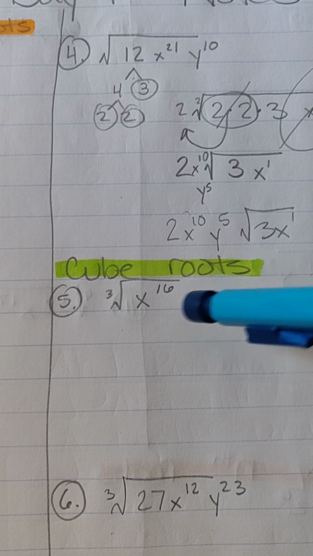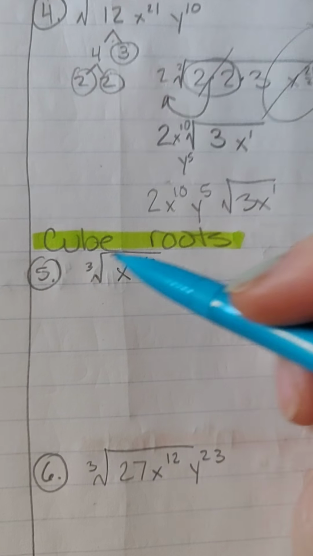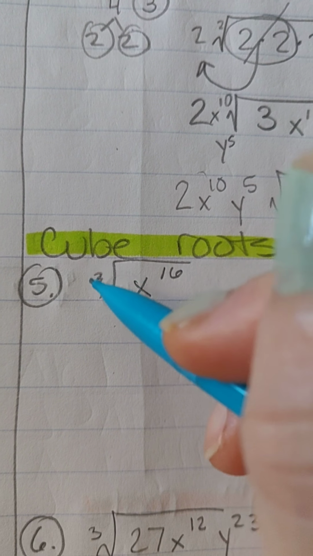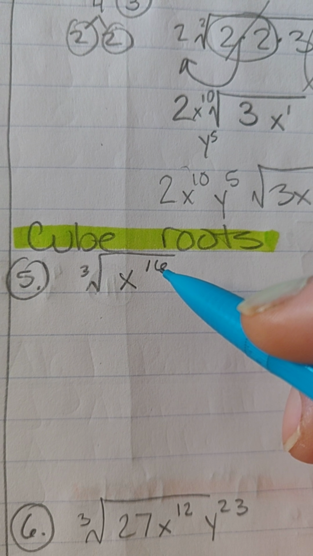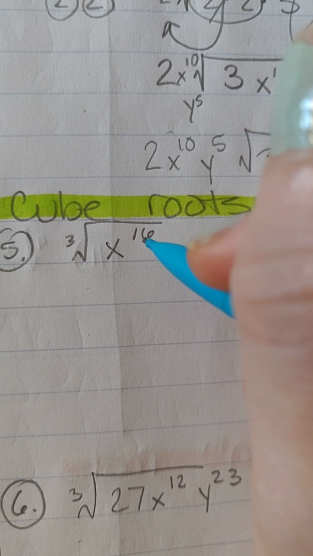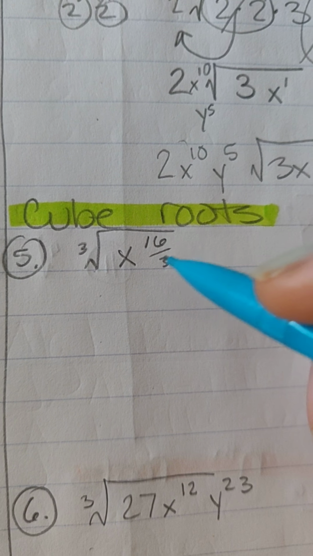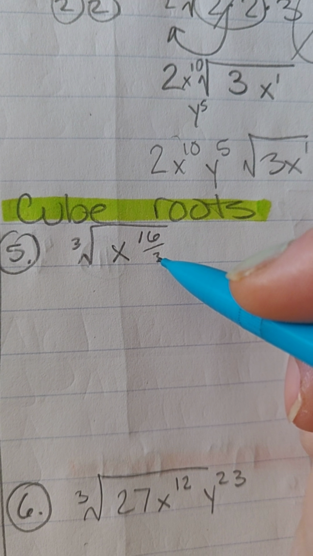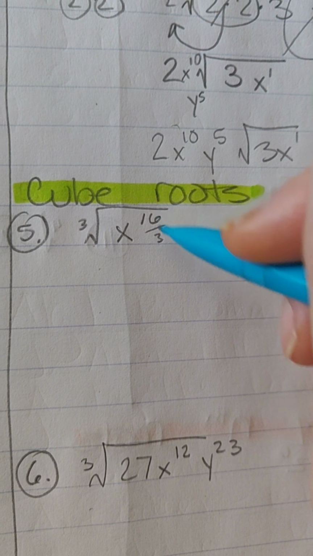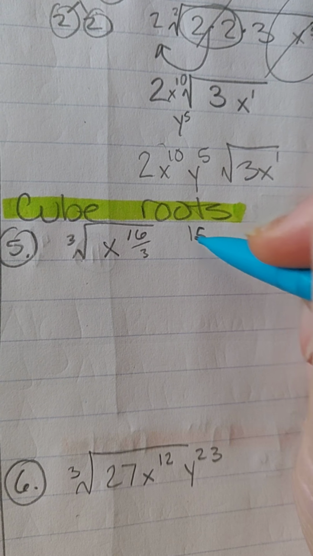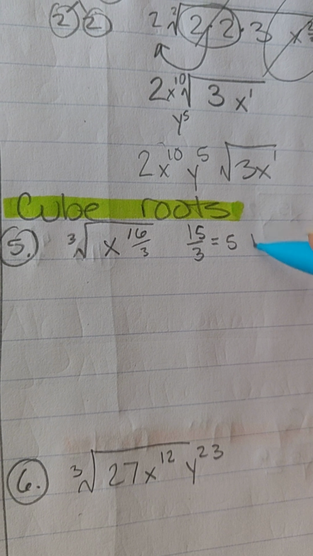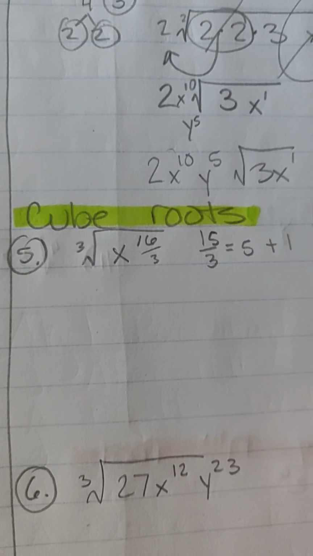So I've got cube roots here for these ones. So our fifth example has a 3 sitting out on the ledge here. So that means I need to come up with 3 things to pull out. So if I have the 16th here, all I have to do is divide by 3, and 15 divides by 3 nicely. So if I do 15 divided by 3, that gives me 5, right? Plus 1 more would give me that 16.